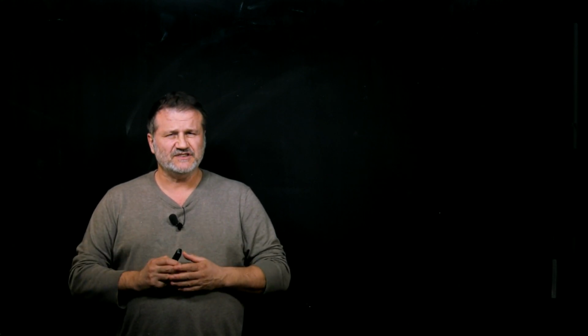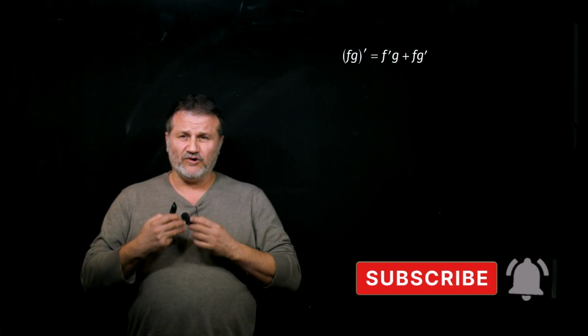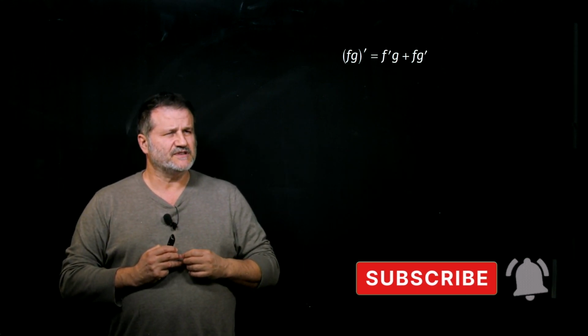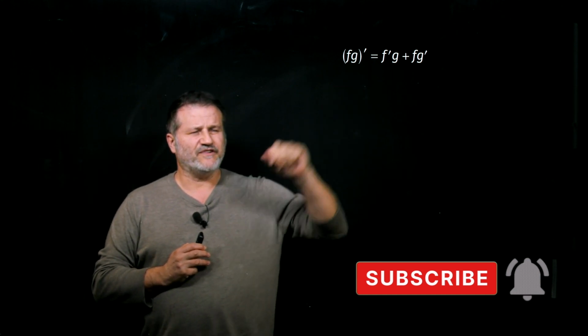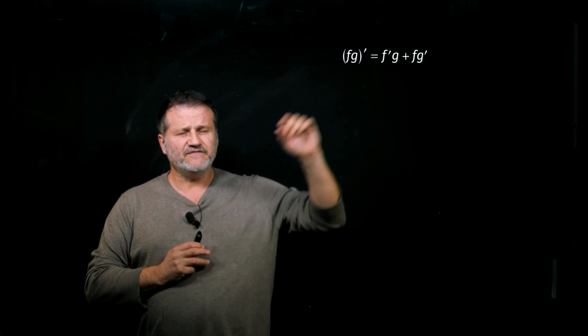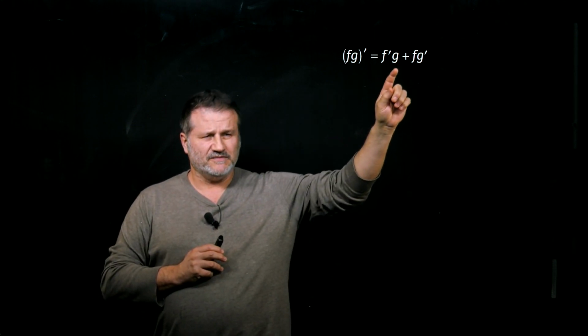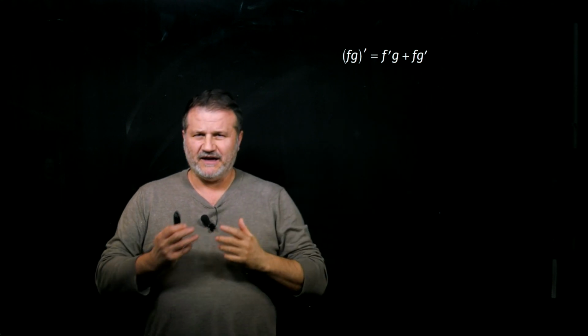Hi! In this video we present one of the most important techniques of calculus of primitives, the rule of calculus by parts. The starting point is the rule of calculus for the derivative of a product. This says that if we have two functions, f and g, which are both differentiable, the derivative of f times g is equal to f prime g plus f g prime.